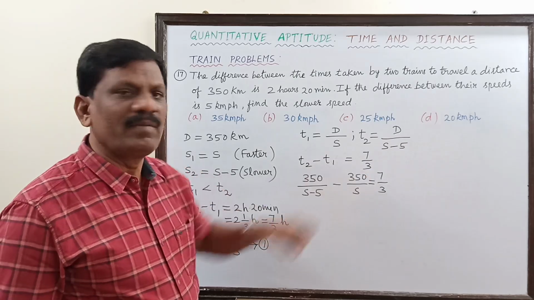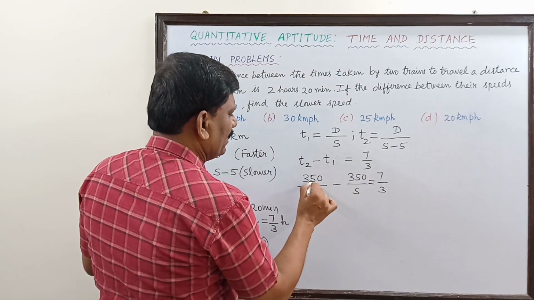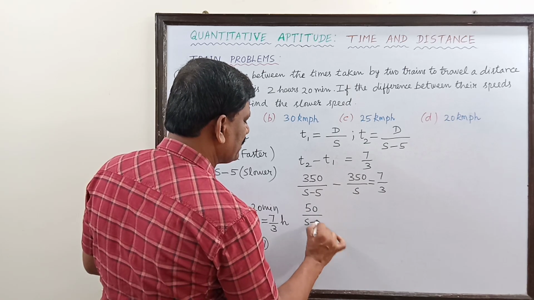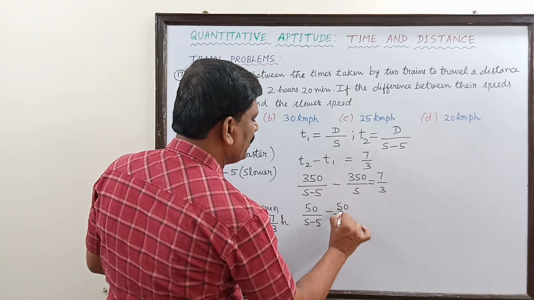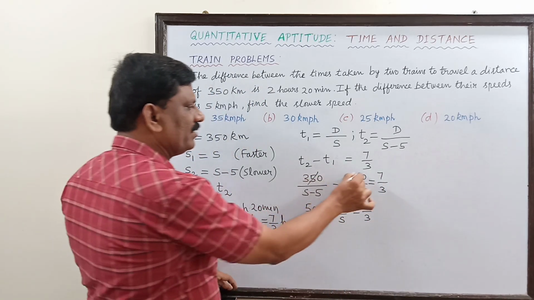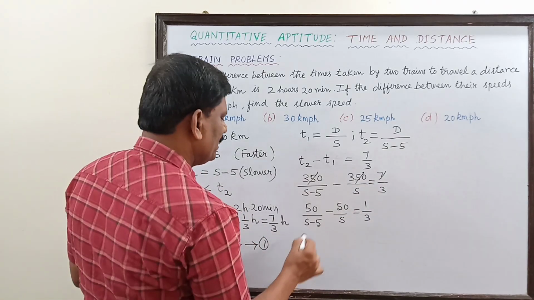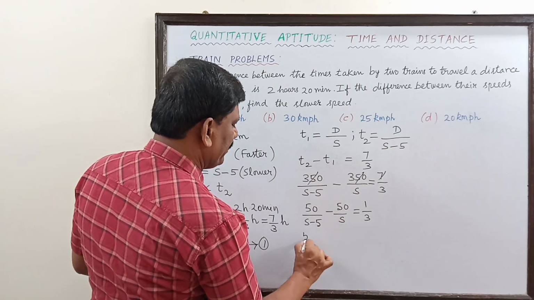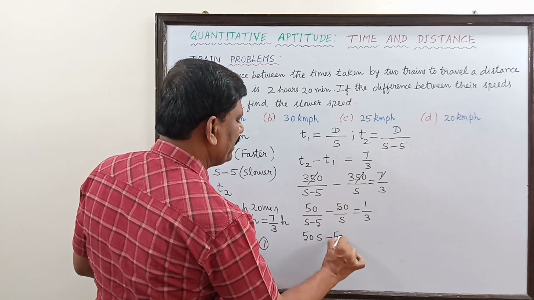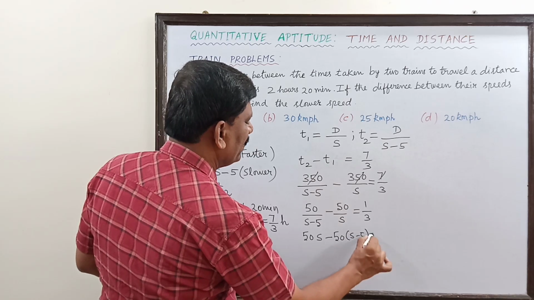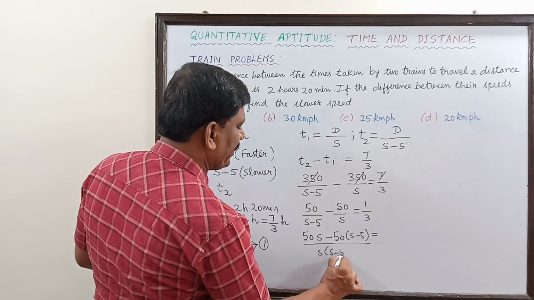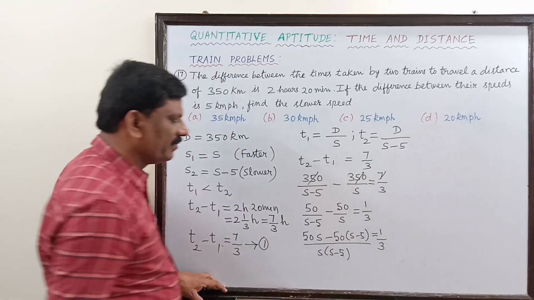Now 350 is divisible by 7, so we can divide 350 by 7. It will be 50. So 50 divided by s minus 5 minus 50 divided by s is equal to 1 by 3. I have divided by 7 on both sides. Now we can cross multiply. The left hand side is 50 multiplied by s minus 50 multiplied by s minus 5, divided by s into s minus 5. This is equal to 1 by 3.